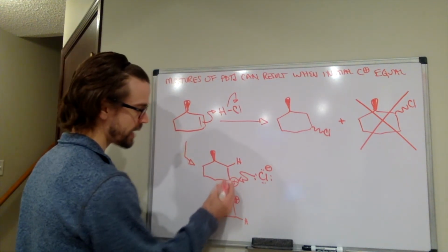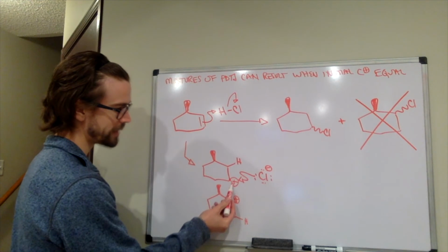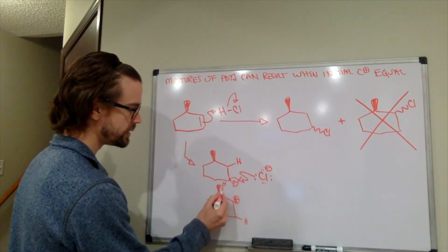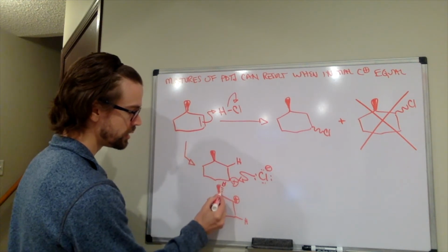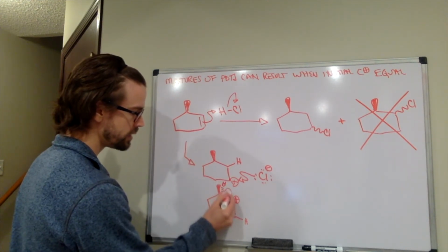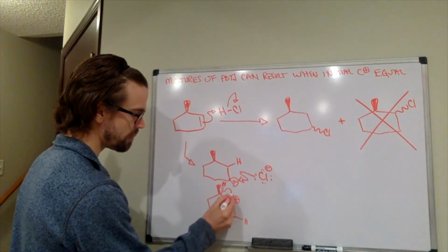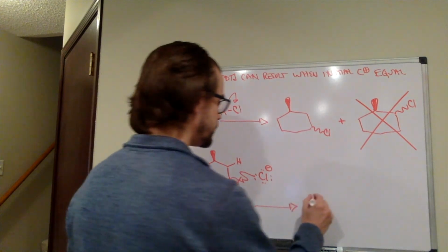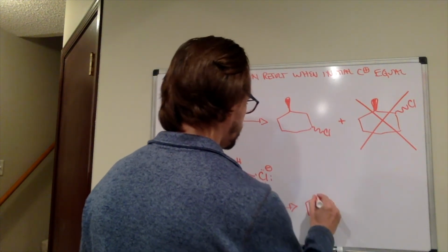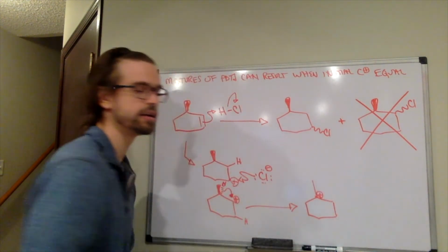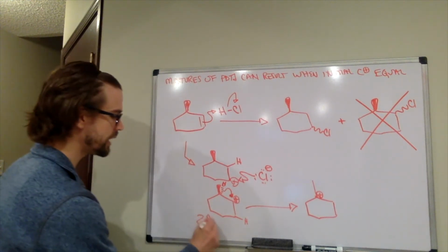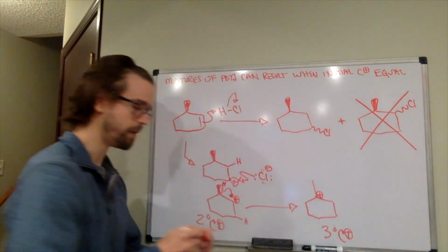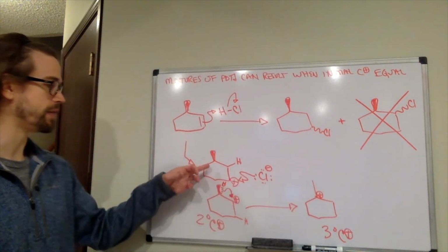And this one can't get to a tertiary by a single hydride shift, whereas this one here, this CH, that bond, the electrons in that bond can move from here to here. So 1,2 hydride shift to make the carbocation tertiary. So we went from a secondary carbocation to a tertiary carbocation. So this is a more stable carbocation than that one.